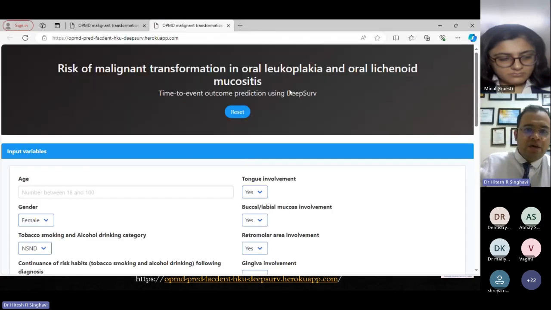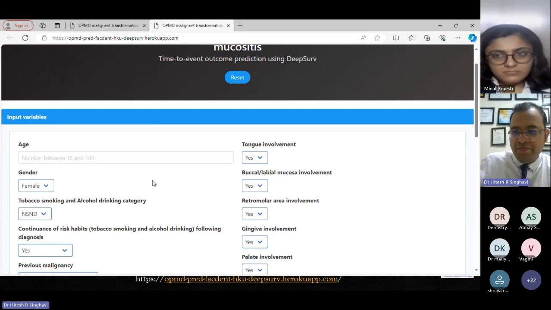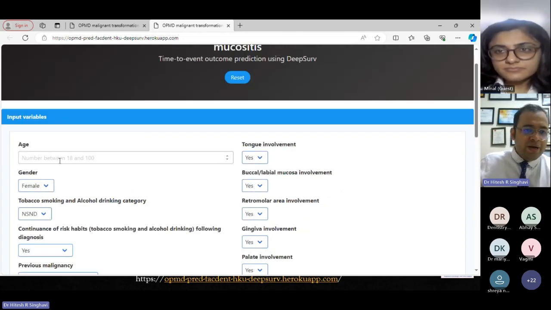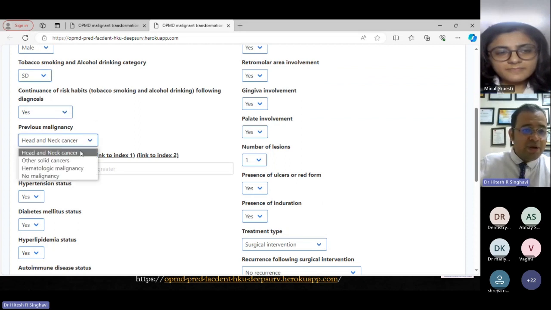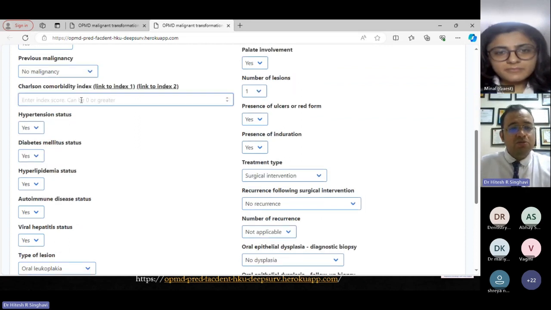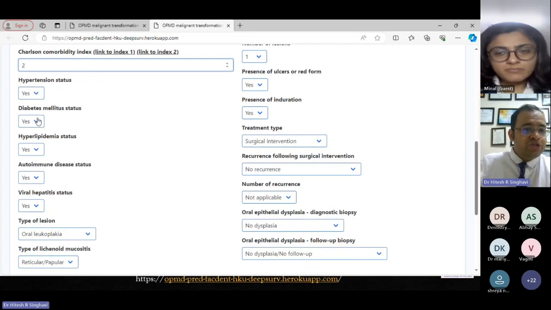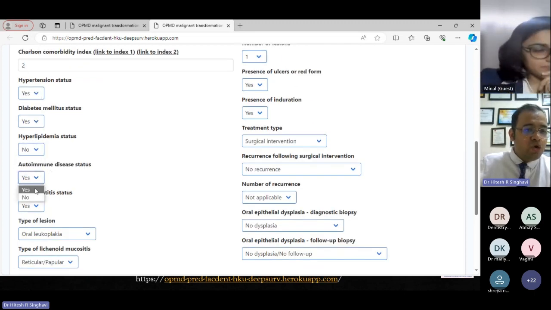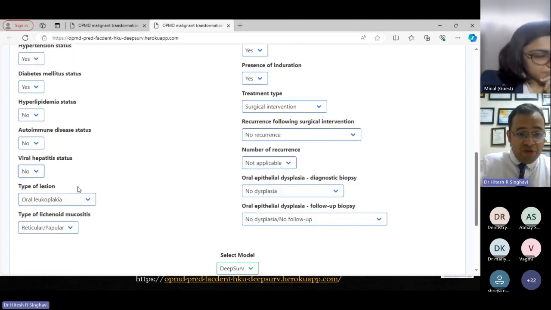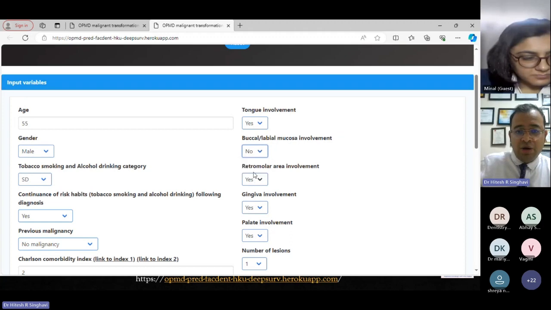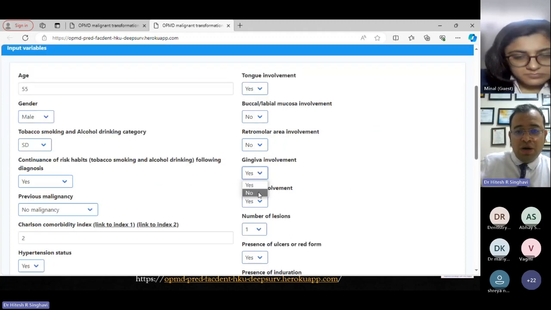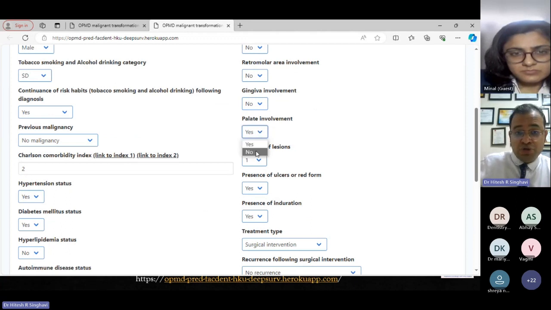Is the screen shared? Okay. So I'm entering here: 55, male, smoker, yes. Risk factor, yes. Head neck malignancy, no malignancy. Charlson 2. Hypertension, diabetes, yes. No hyperlipidemia, no autoimmune disease, no viral. Type of lesion is what they have given; we can include more. So leukoplakia. Here it is, I would say, erosive. I'm just giving you a small example of how it can work in future for us.